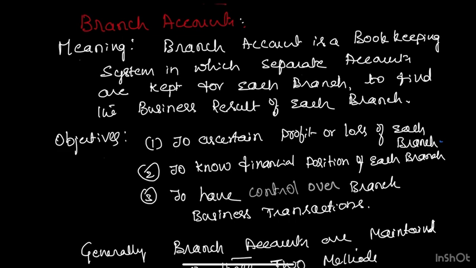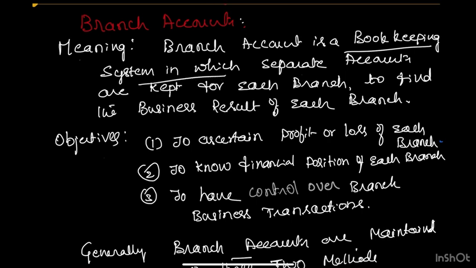So branch account is a bookkeeping system in which separate accounts are kept for each branch to understand the financial position of each branch, to know the trading result of each branch. That means a business entity may have different branches in different areas for expansion of sales, and the books of accounts of each branch are kept separately so that they can understand the financial position and the result of each branch.